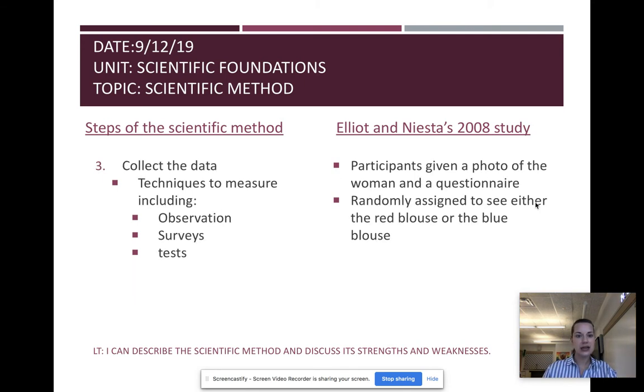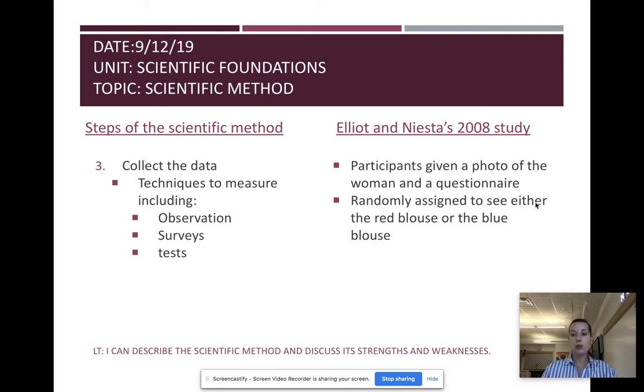Okay, so the next step is just to collect the data. So again, depending on the type of research methods that they use, they're going to do this in different ways. Maybe it's an observation. They're watching what people do. Maybe it's a survey where people answer the questions. Maybe it's a test. They hook up electrodes, whatever that might be.